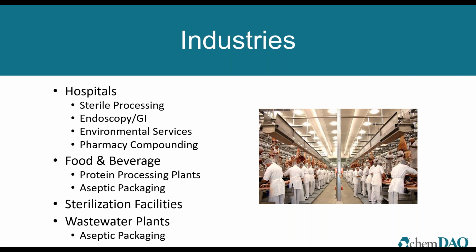In food and beverage, again, you're not going to find the ethylene oxide as much, but you're going to find hydrogen peroxide and peracetic acid. And that's going to be in protein processing plants, so anywhere from chicken, poultry, beef, pork, peracetic acid is very common. And then you'll also find it in aseptic packaging.